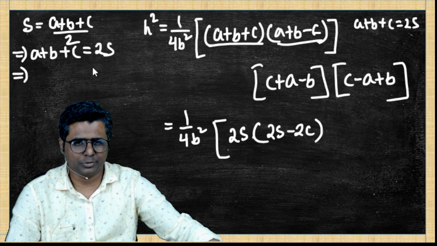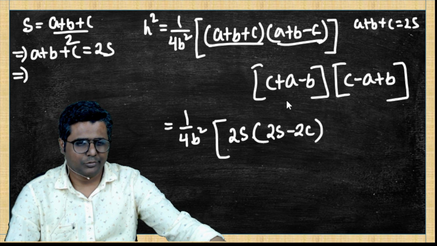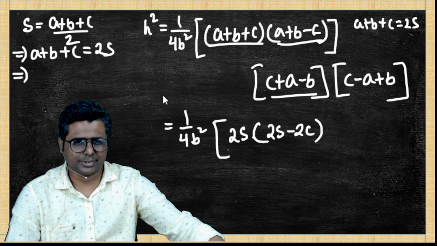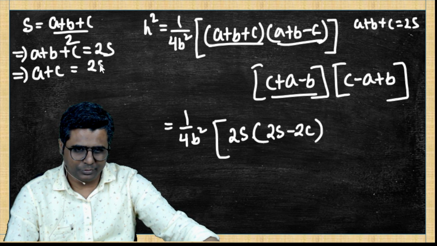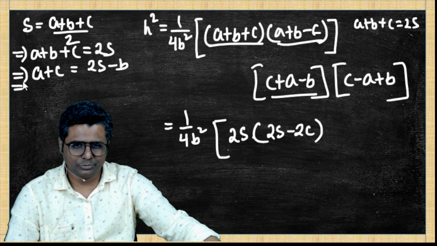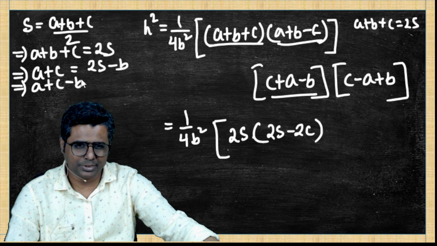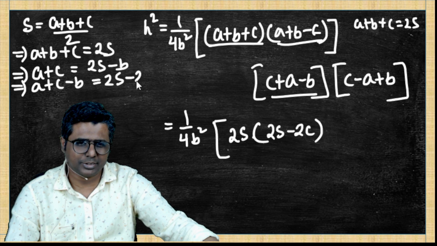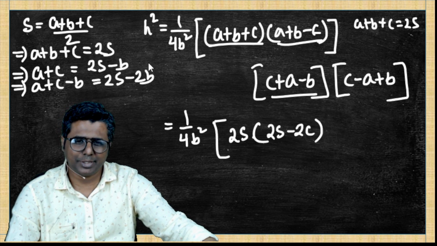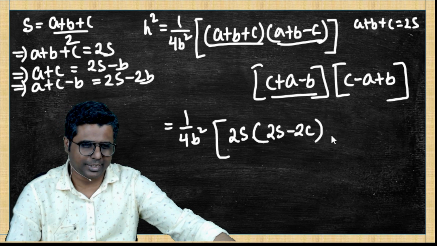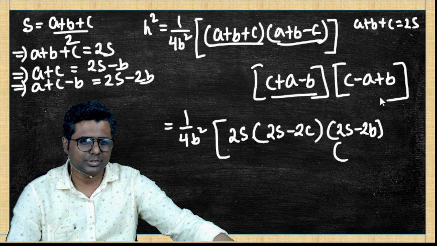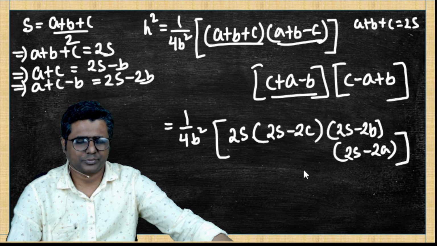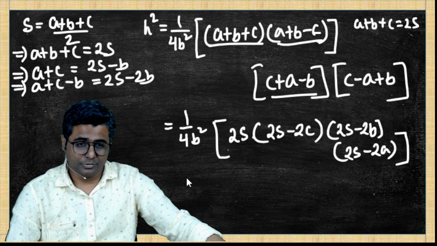I have to now calculate how I am going to find out a plus c minus b. So for a plus c, first I am going to do 2s minus b. Next you need a plus c minus b, so this will be 2s minus 2b, right? Another minus b on this side. So very easy. Again 2s minus 2b. Similarly, this will be 2s minus 2a. Okay. So lot of 2.